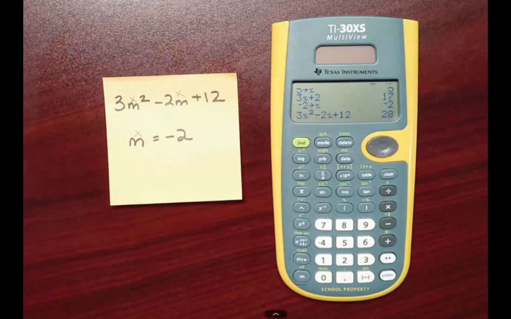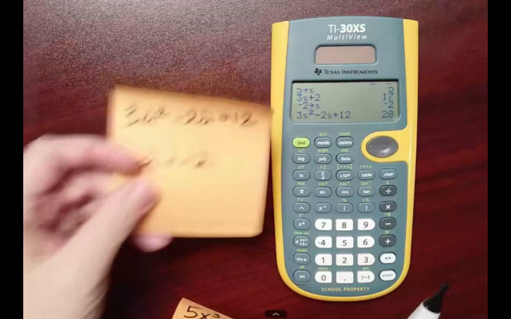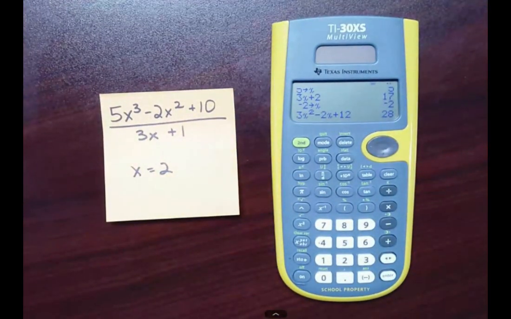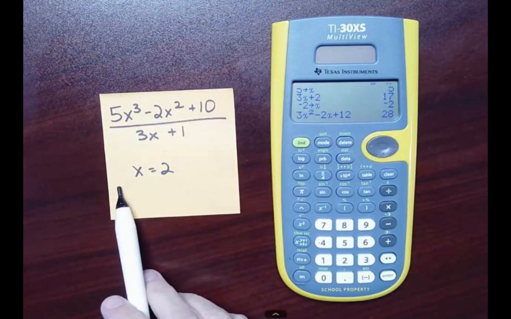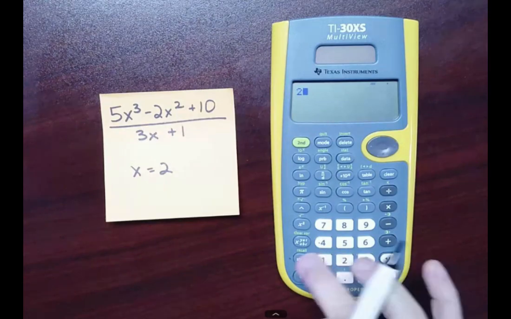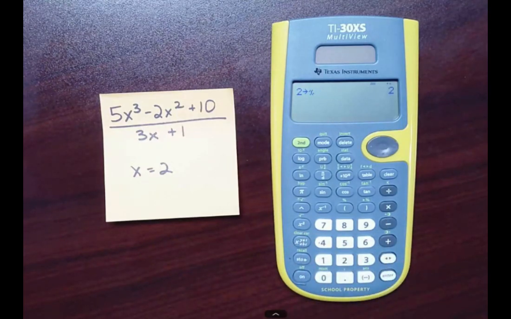Okay, and one more example that is even more tricky, looks even more hideous when we first look at it, is something like this. But no need to panic, because as long as I know the value of the variable, I can store that number for X. So we have X is equal to 2. I'm going to clear my calculator, and we're going to store 2 for X. Number, store, letter, enter. 2, store, X, enter. Now the screen shows me the calculator has 2 stored for X.